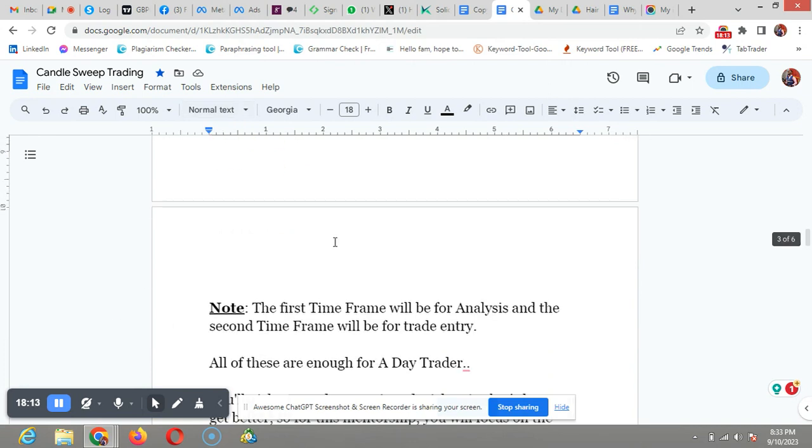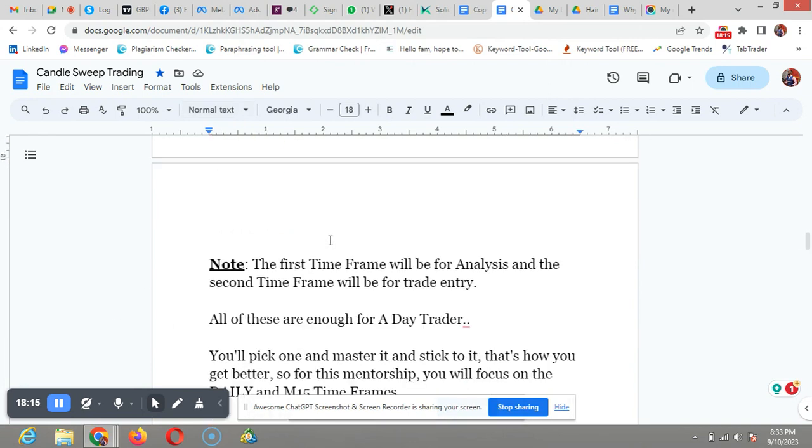Let's go further. Like I said before, the first time frame will be for analysis. The higher time frame, which is the daily time frame in this case, would be for analysis. And then the second time frame will be for the trade entry, which is your execution. All of these are enough for a day trader. I am a day trader, I trade daily.